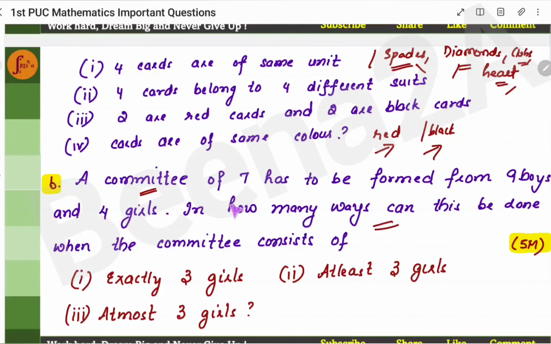Next question is, a committee of 7 has to be formed from 9 boys and 4 girls. In how many ways can this be done when the committee consists of exactly 3 girls, at least 3 girls, at most 3 girls? Again, this is just example problems, but you'll have to solve all the exercise problems and worked examples.